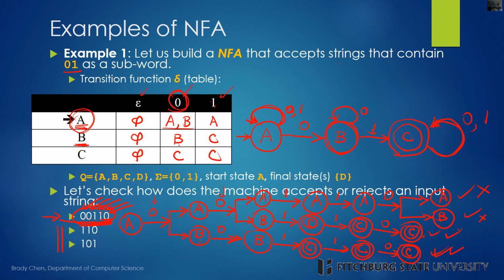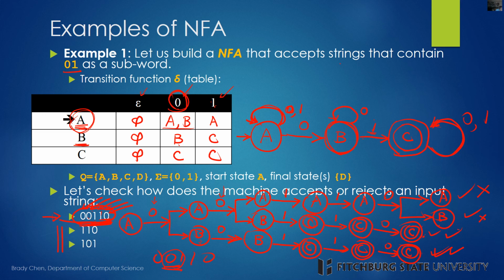Actually, there are 2 possibilities, right? So that's accepting. Now, this is generally true, because if it's 0, 0, 1, 1, 0, then it contains 0, 1 as a subword, right? So there's a subword 0, 1. So the result actually shows, yes, this is accepting. The machine is going to accept this string.